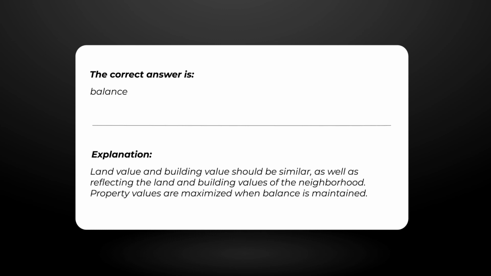You should find a blank between land value and building value for any given property. The correct answer is balance. Explanation. Land value and building value should be similar, as well as reflecting the land and building values of the neighborhood. Property values are maximized when balance is maintained.